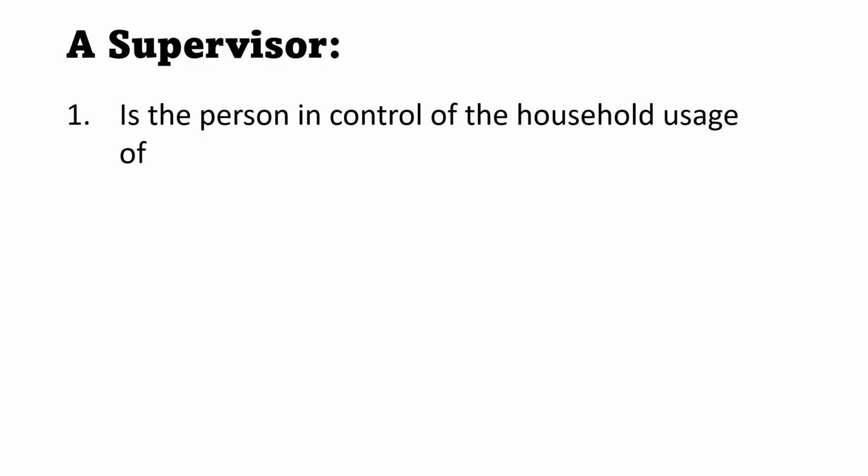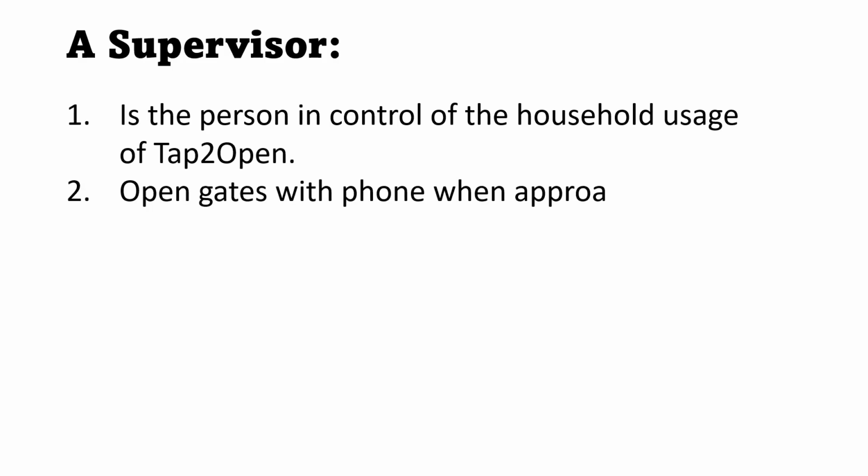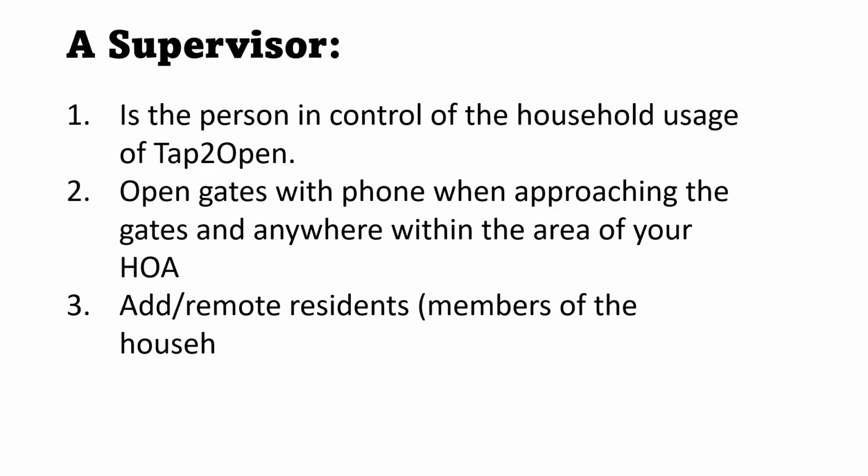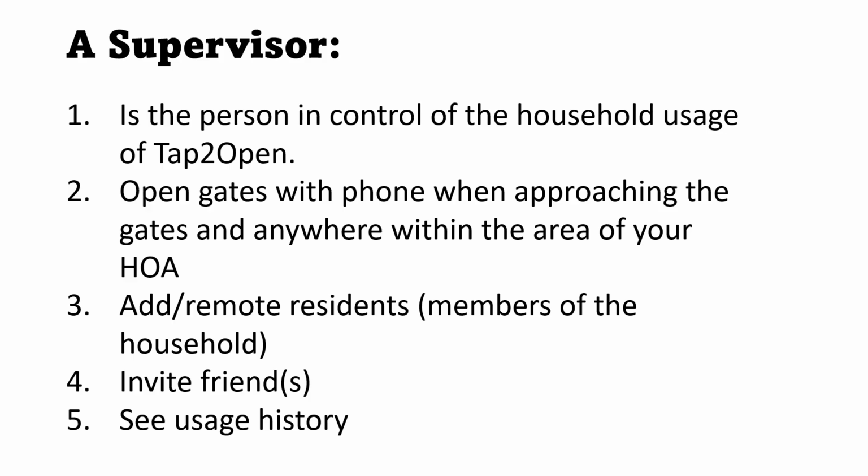The supervisor is the individual in the household who will control the app for their specific address. The supervisor will be able to open the gates as they approach them, and they'll also be able to open the gates anywhere within the boundaries of the HOA. The supervisor is the one who will be adding others who live at the address as residents. They can also invite guests, and they can also see the usage history of the residents and guests who use the app.